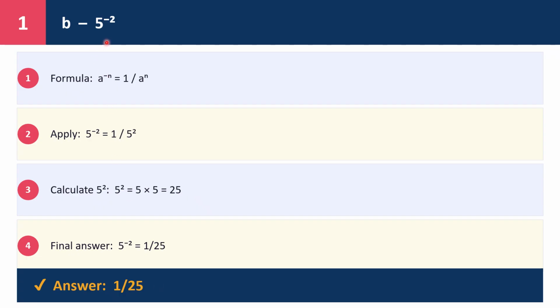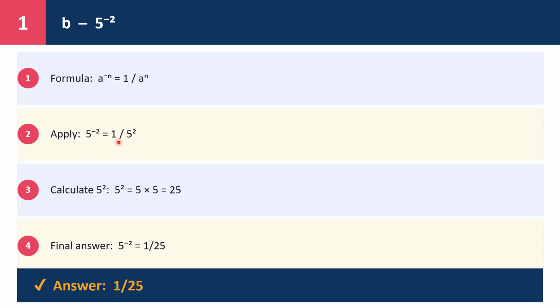B sum, 5 power minus 2. Okay, now what formula are we going to use? a power minus n equals 1 by a power n. That means we are going to use the reciprocal formula. So what is the reciprocal of 5 power minus 2? That is 1 by 5 square.